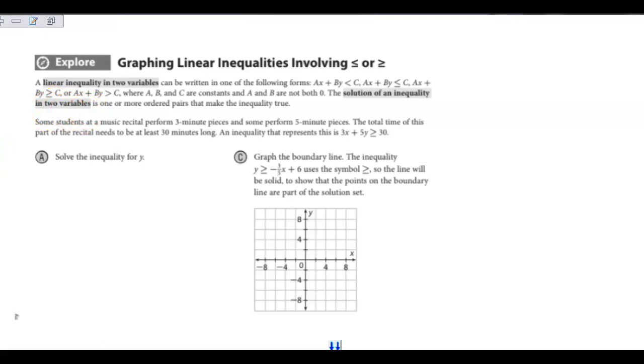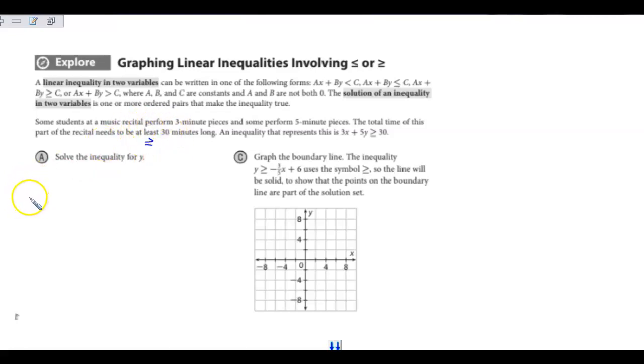Some students at a music recital perform 3-minute pieces and some perform 5-minute pieces. The total time of this part of the recital needs to be at least 30 minutes long. An inequality that represents this is 3x plus 5y is greater than or equal to 30. The reason it's greater than or equal to is the phrase "at least." That means the smallest it could be is 30. So it can be 30 minutes, but it can't be any shorter. That's why greater than or equal to is the symbol to use.